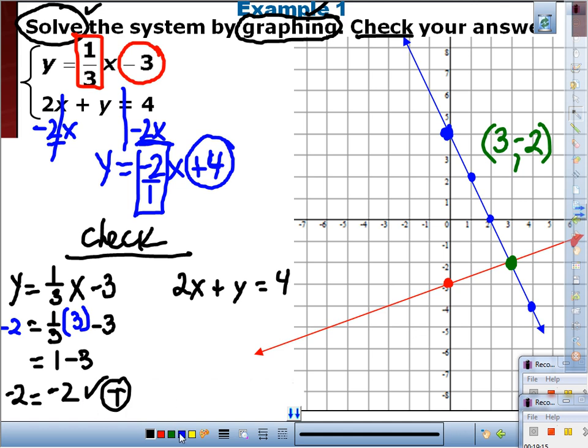So I'm going to substitute on this other one. What was X again? 3. What was Y again? -2. I bring everything else down: the 2, the plus, the equal, and the 4.